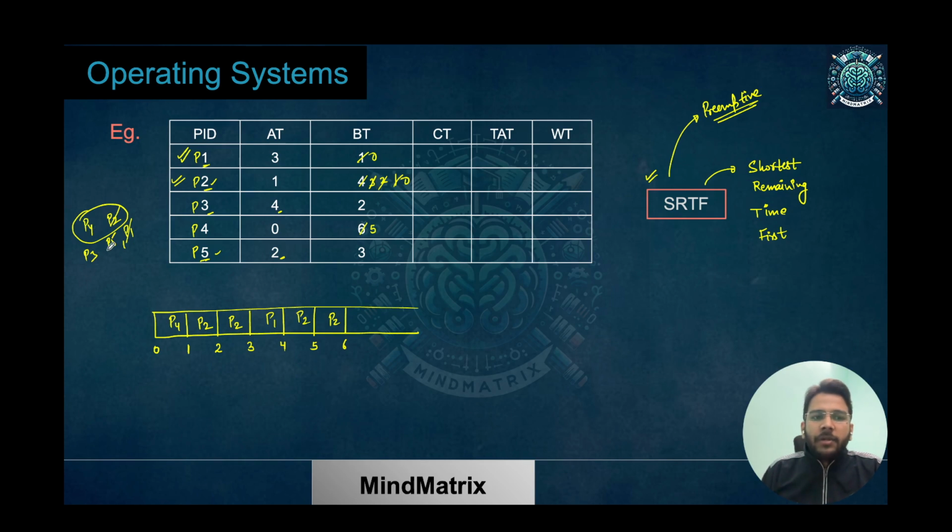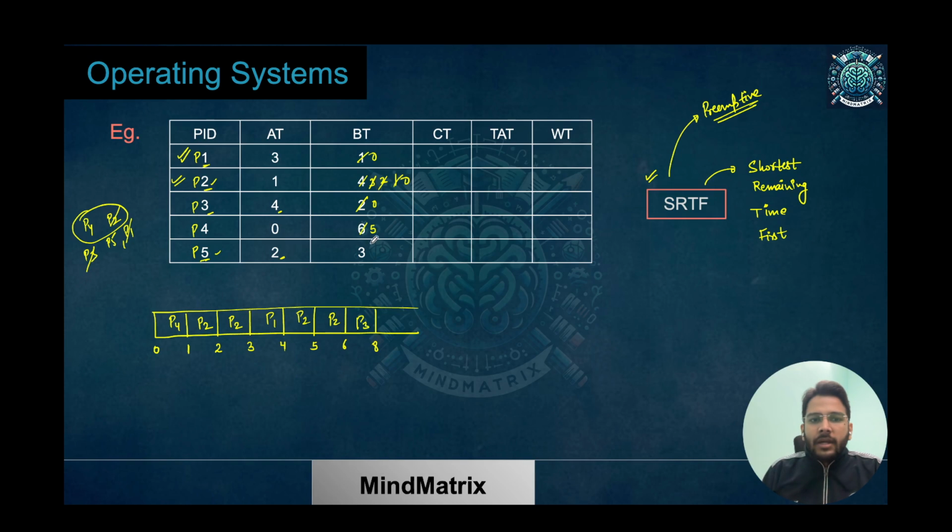Now we have P4, P3, P5. If you compare the burst time, P3 has the smallest burst time. So we can schedule it entirely because no more processes are going to arrive now. All the processes have arrived in the ready queue. So we can schedule P3 for the entire 2 units of time. 6 plus 2, it is going to be 8. So P3 has also completed its execution.